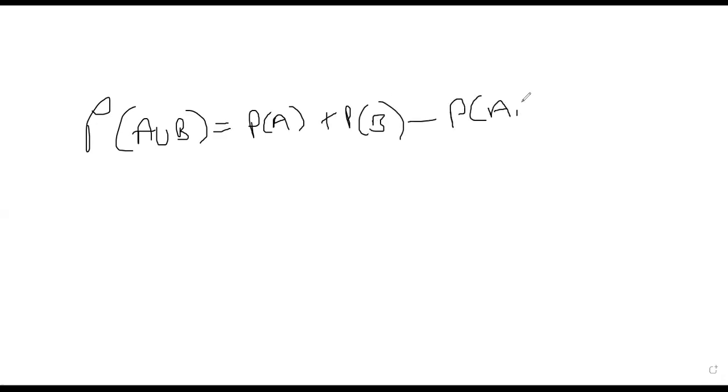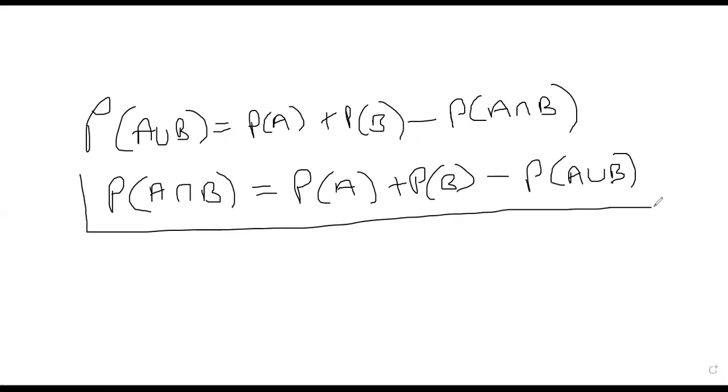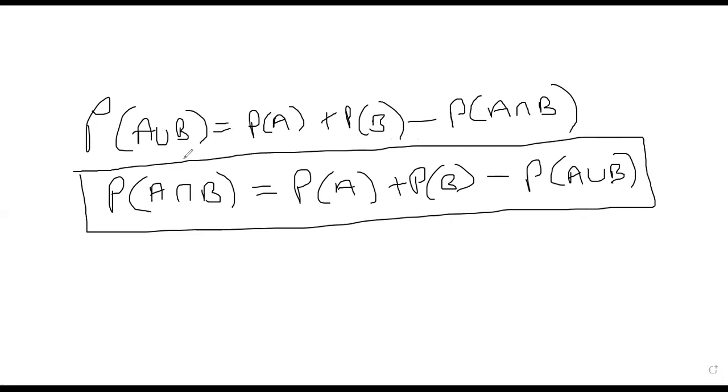I explained here: A union B is equal to the probability of A plus the probability of B minus what? The intersection of A and B. This is a formula we know. But if we're given the union instead, we just rearrange: A intersection B is equal to A plus B, and the union comes to this side, so we subtract A union B. So we have adopted this formula here. Is that clear?